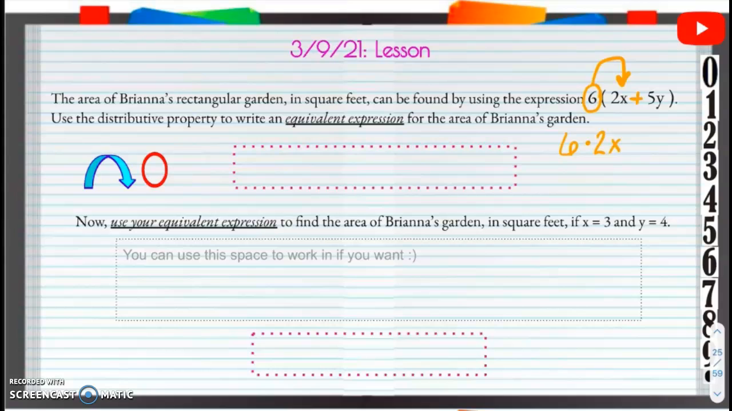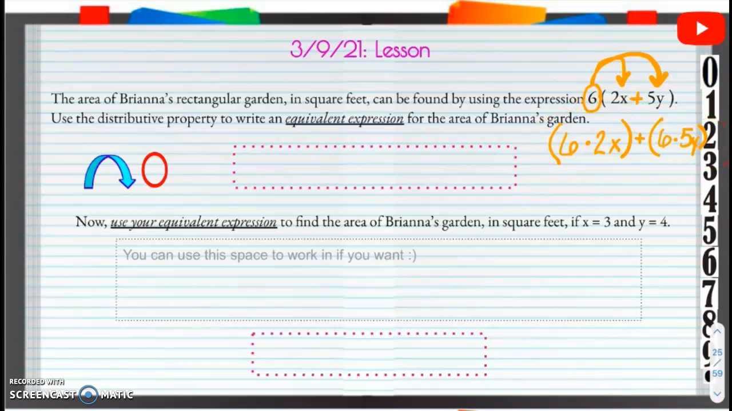Plus, we're going to keep that plus, so we had that first. And then we're going to distribute that 6 to the 5y. 6 times 5y. Anytime you're multiplying 6 times 5 times y, you can multiply them. 6 times 5 is going to be 30, and then have that y. So we have 6 times 2x plus 6 times 5y. Now, that is one way you can write it.